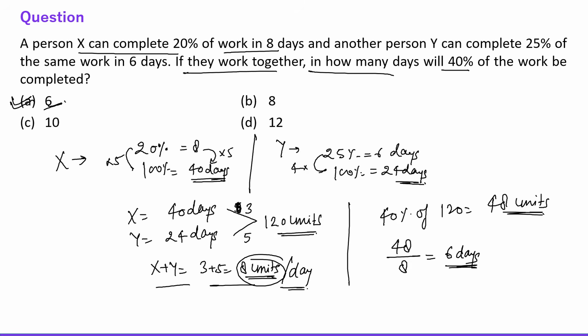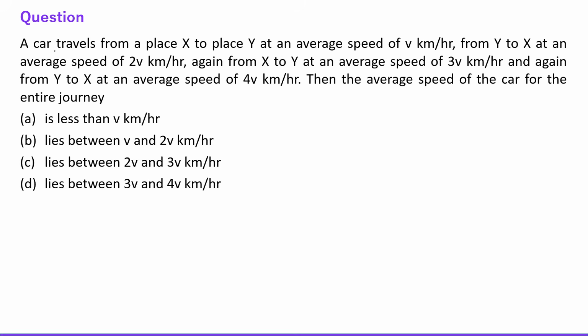Okay, now let's move to the other question. The next question is saying a car travels from a place X to Y at an average speed of V km per hour, from Y to X at an average speed of 2V km per hour, again from X to Y at an average speed of 3V km per hour, and again from Y to X at an average speed of 4V km per hour. Alright, so we can assume V is equal to 1, so 2V is equal to 2, 3V is equal to 3, and 4V is equal to 4.